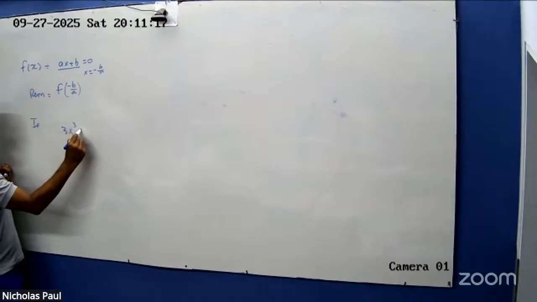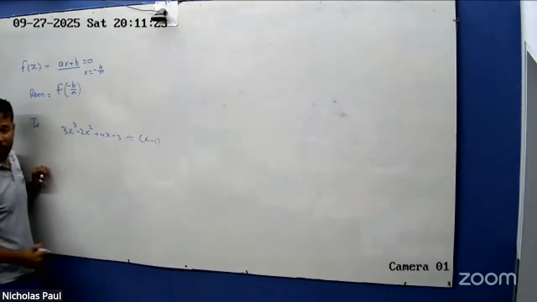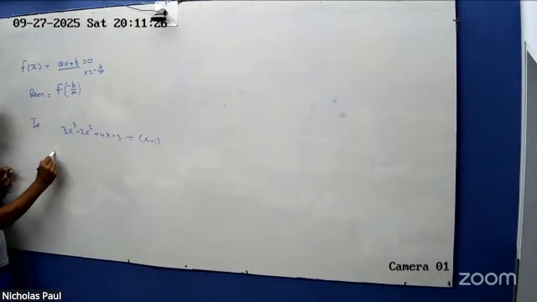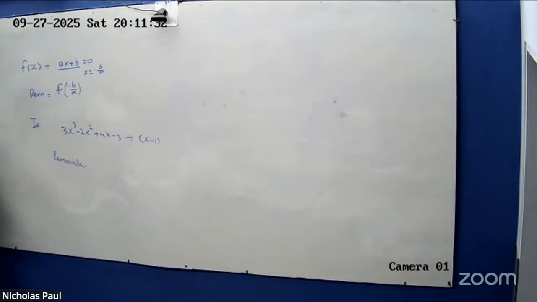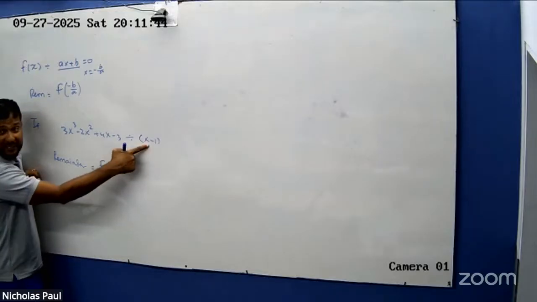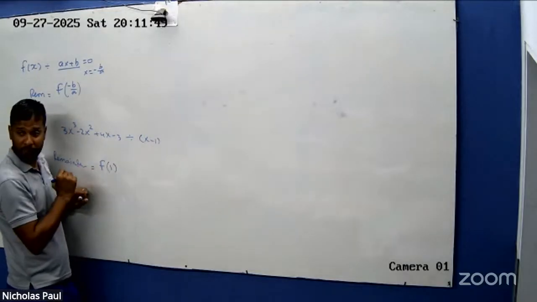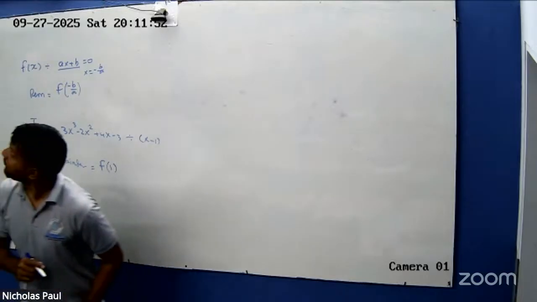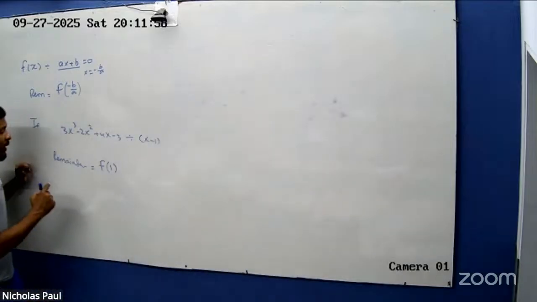So if I said 3x cubed minus 2x squared plus 4x minus 3 divided by x minus 1, and I ask you to find the remainder, when you divide these two, there are three things you can do. Long division. What's the next one? Synthetic. And then find f of what? Make this equal to 0, right? So make x minus 1 equal to 0, and you'll get f of 1. Cool? Right? So the remainder is f of 1.